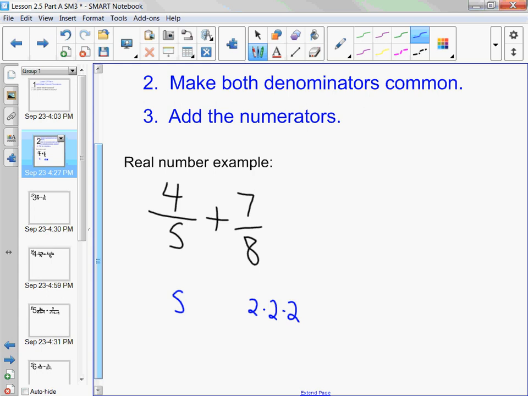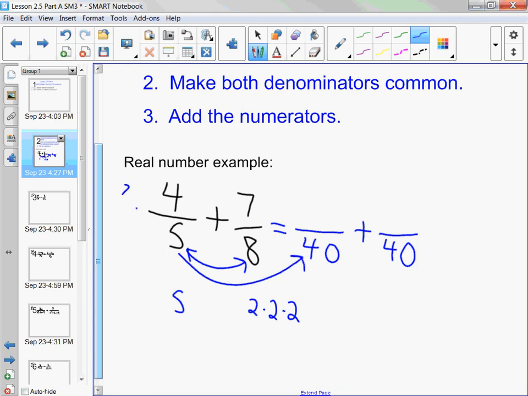So the way to get a common denominator is to multiply these 2 together, because we're just going to take 5 times 2 times 2 times 2, which is 40. So my common denominator is 40. I'm going to rewrite these 2 problems over here: something over 40 plus something over 40. Now, I'm going to ask myself, what did I times this 5 by to get 40? Well, I times it by 8. So I have to times the top by 8 too.